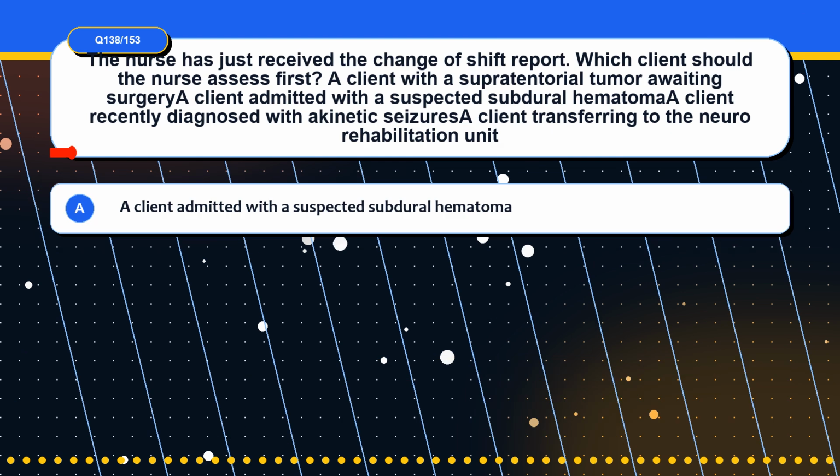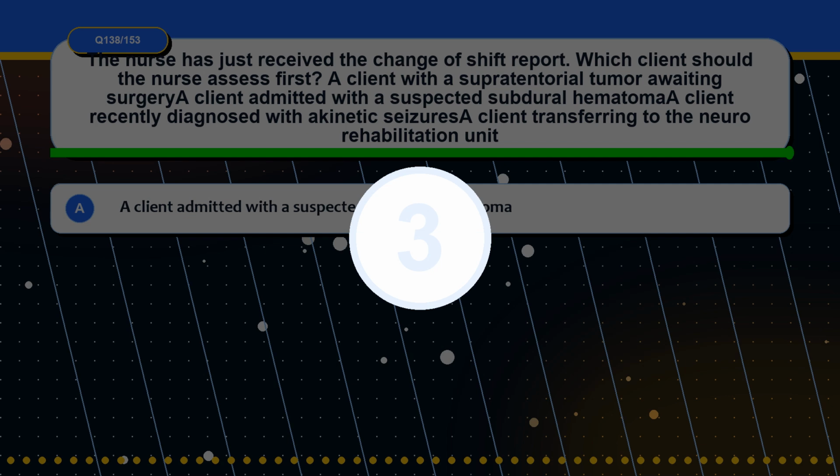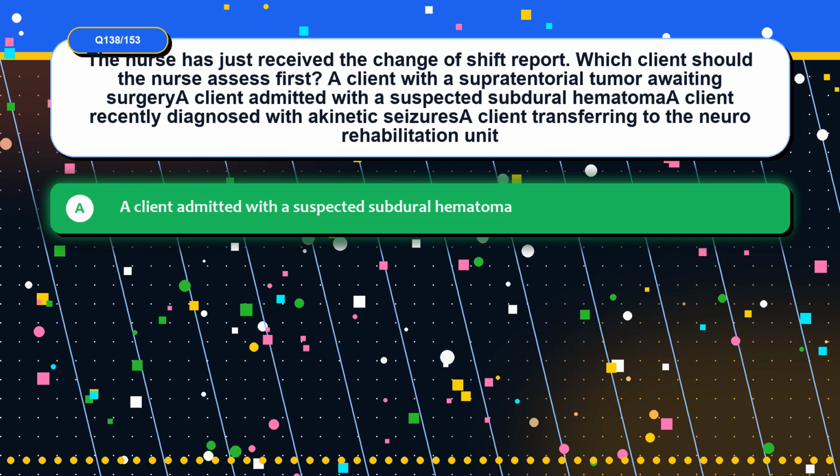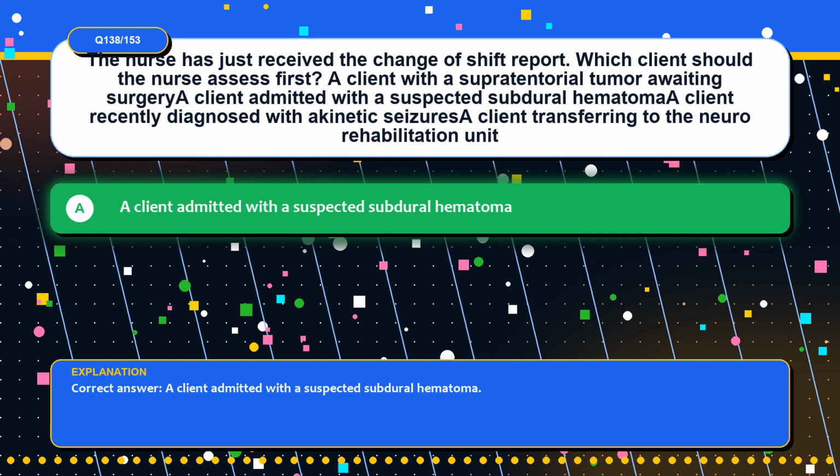Question 138. The nurse has just received the change of shift report. Which client should the nurse assess first? A client with a supratentorial tumor awaiting surgery, a client admitted with a suspected subdural hematoma, a client recently diagnosed with akinetic seizures, a client transferring to the neurorehabilitation unit. Here are the options. Option A. A client admitted with a suspected subdural hematoma. The correct answer is option A. Correct answer.